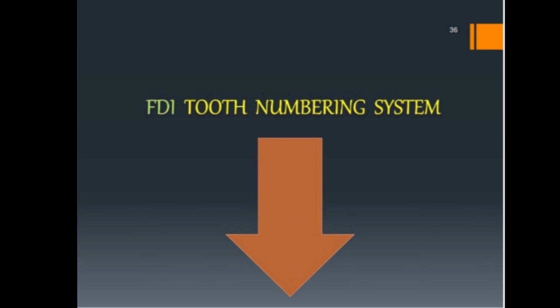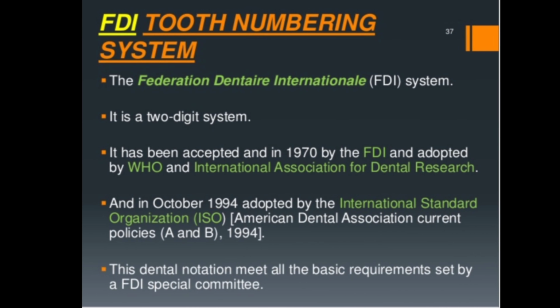Now let's talk about the last tooth numbering system, that is the FDI tooth numbering system. FDI stands for Federation Dentaire Internationale. It is a 2-digit system. It was accepted in 1970 by the FDI and adopted by WHO and the International Association for Dental Research, and in October 1994 adopted by the International Organization for Standardization, ISO. This dental notation meets all the basic requirements set by an FDI special committee.